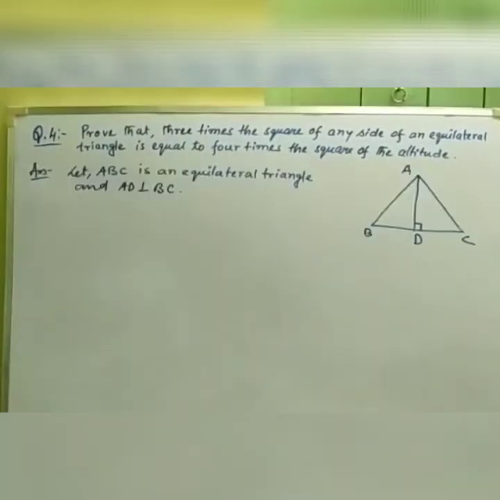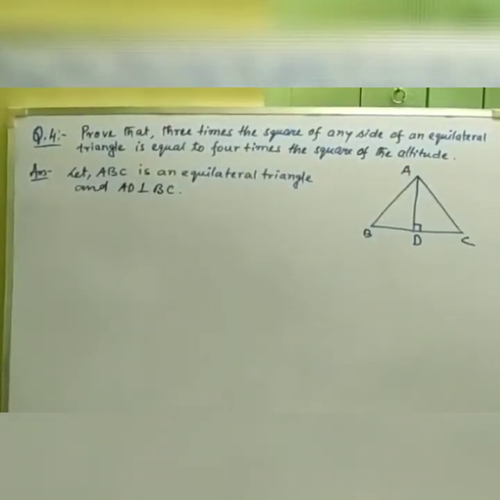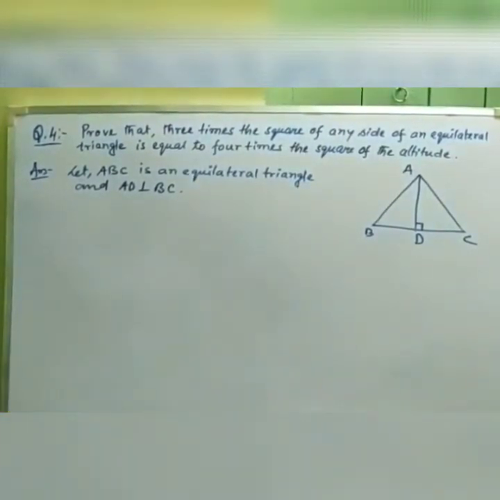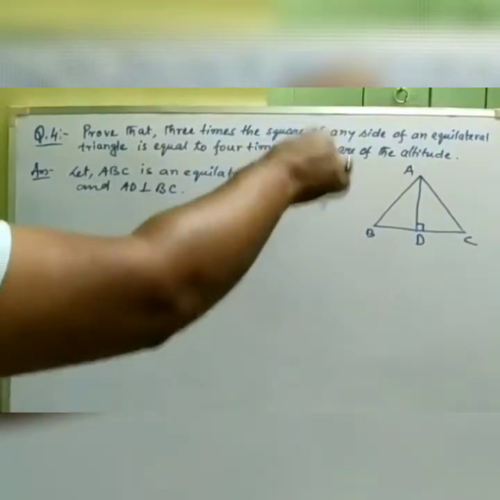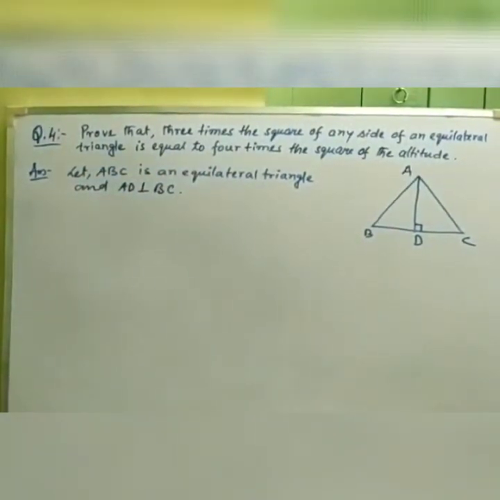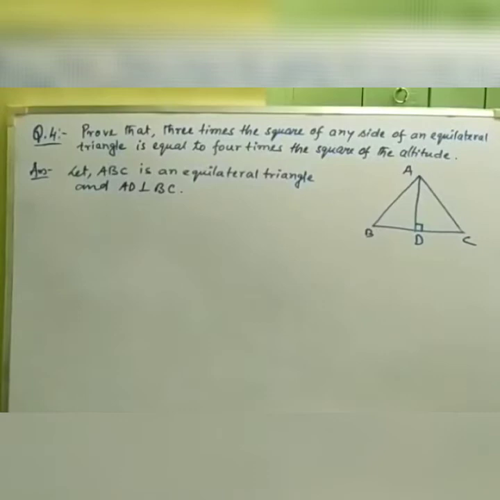Okay, so let's go for the solution with a drawing. We need the figure for that. So here you can see the diagram. ABC is an equilateral triangle, where AD is the altitude. Altitude means the perpendicular on BC. So we have taken, let ABC be an equilateral triangle and AD perpendicular to BC.